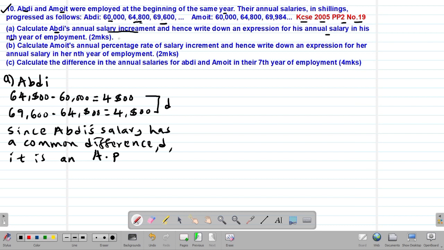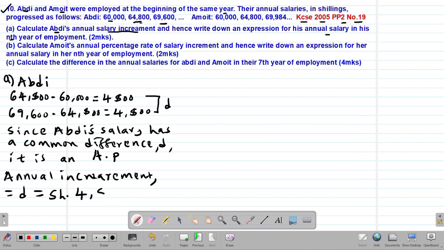Therefore, we are required to calculate Abdi's annual increment. So remember, increment simply means the common difference. In this particular case, it will just be equal to the value of D, which we have found to be Kenya shillings 4,800. So that is Abdi's annual increment in salary.